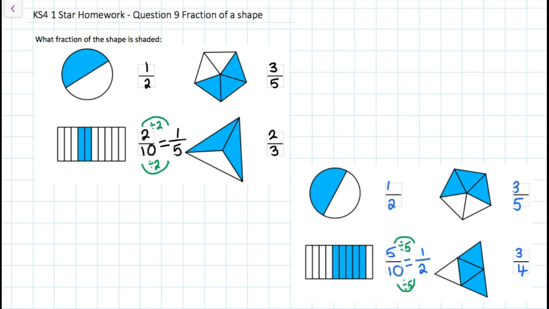Okay, so here's the answers. We've got 1 out of the 2 parts are shaded, 3 out of the 5 parts are shaded, 3 out of the 4 parts are shaded, and in this one we've got 5 out of the 10 parts. Unlike the others, there's a number that goes into the top and the bottom. So we've got 5 divided by 5 is 1. 10 divided by 5 is 2, which means actually in this shape half of the blocks are shaded.